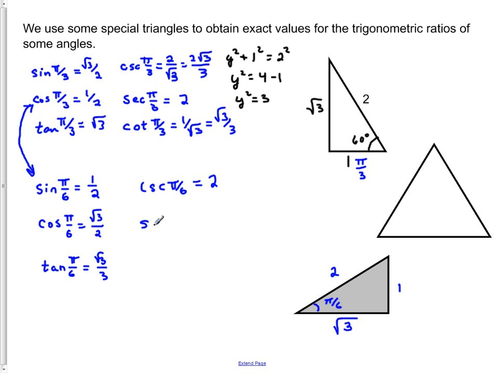The secant of pi over 6 is going to be the same thing as my cosecant of pi over 3. Again, cosecant and secant are complementary. So that's going to be 2 radical 3 over 3. And the cotangent of pi over 6 is going to be the same as my tangent of pi over 3, and that just comes out to be radical 3. Good stuff.